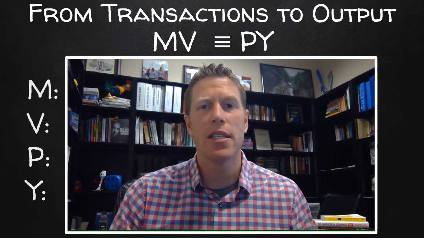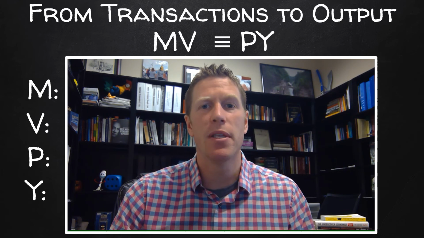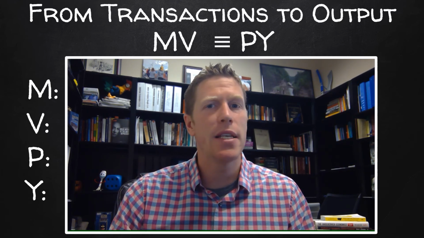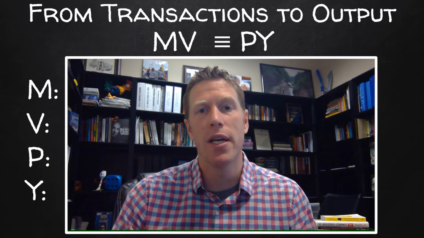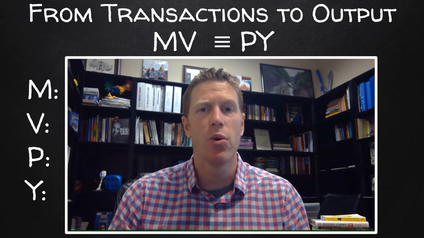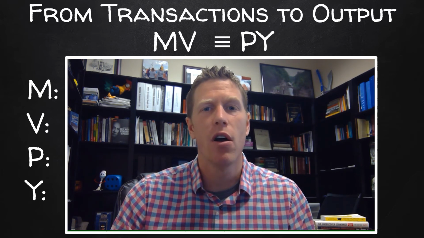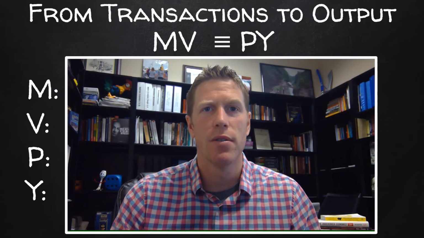M is still your money supply. V is now the velocity of income, how much that income is circulating through the economy. P is still your price level. And now we just have Y, your measure of output in the economy. So how much real GDP do we have? Y is our real GDP, our output in this version of the equation of exchange.